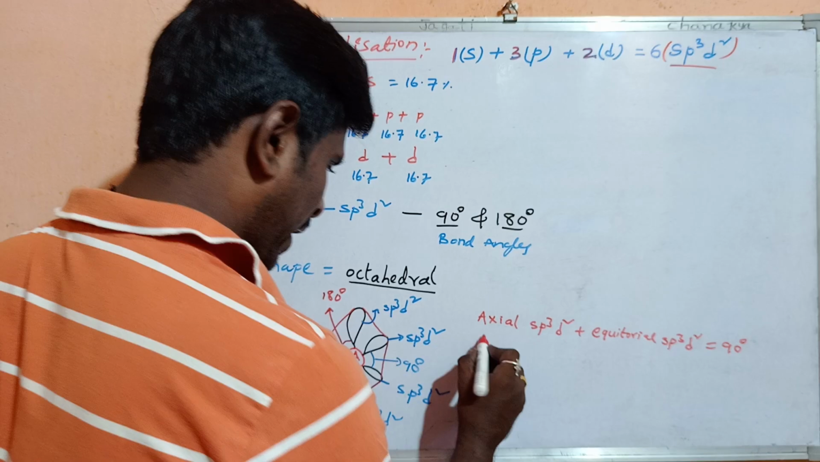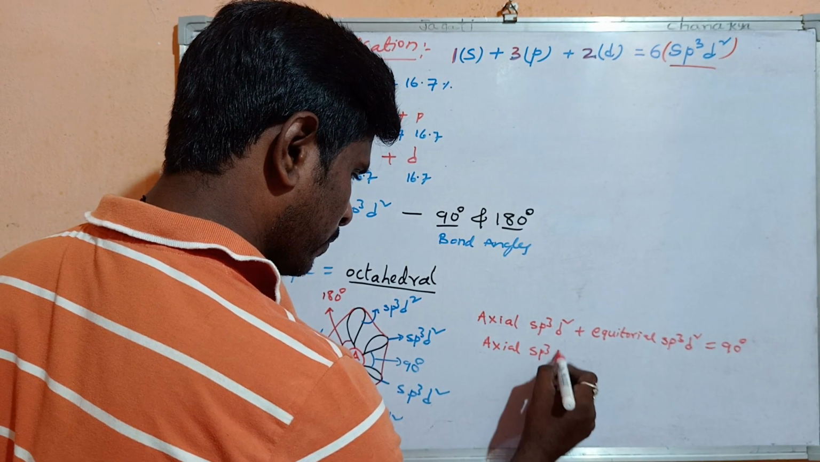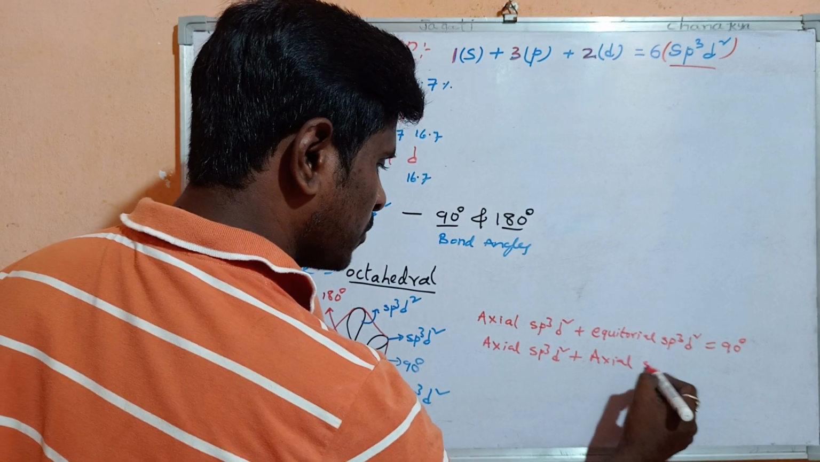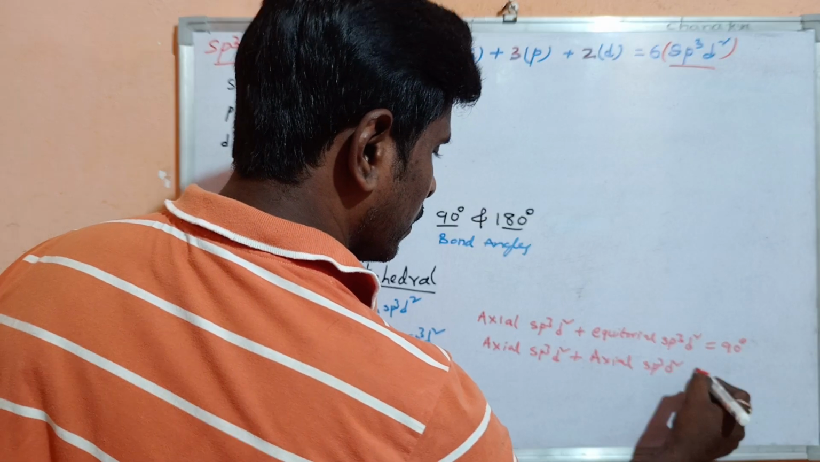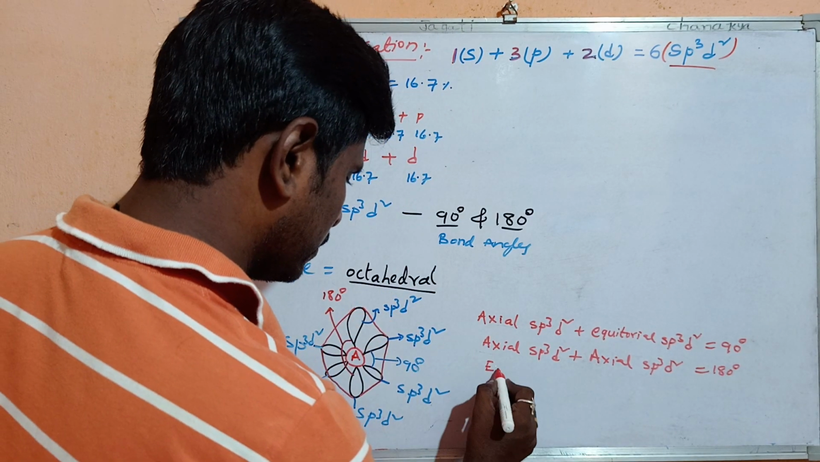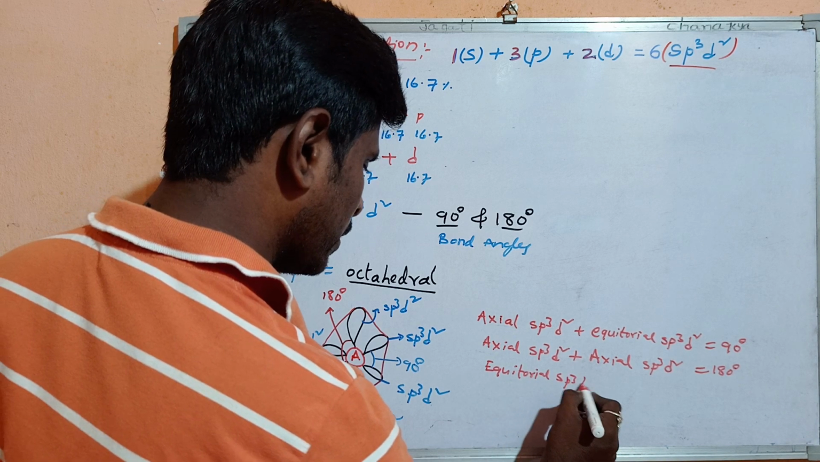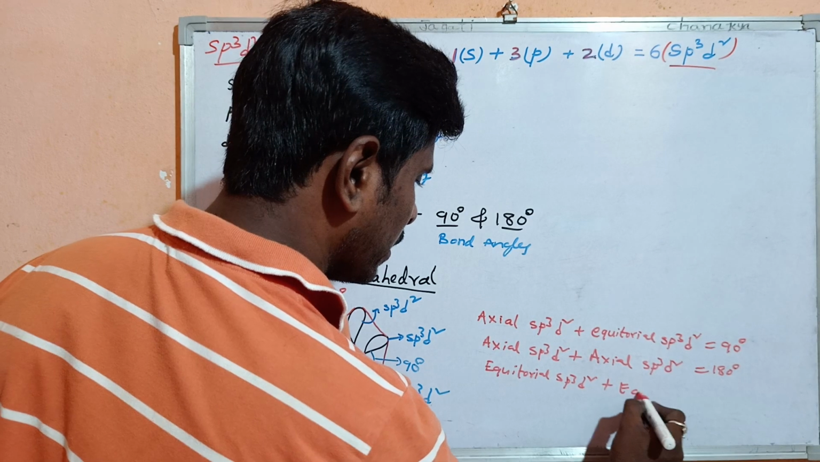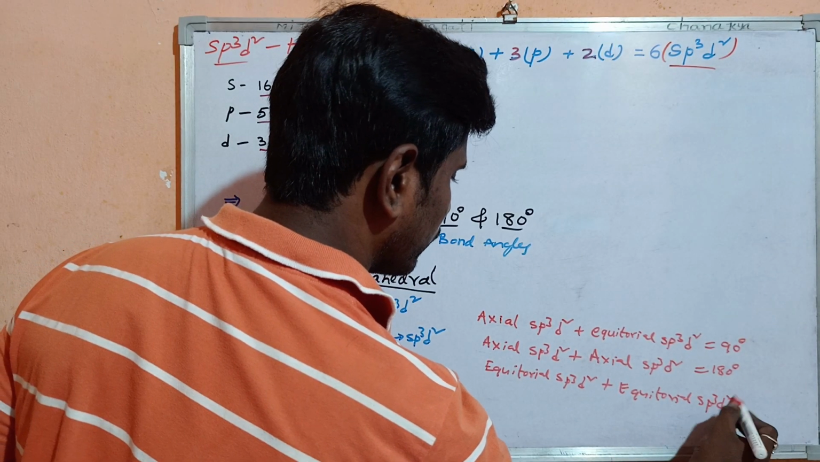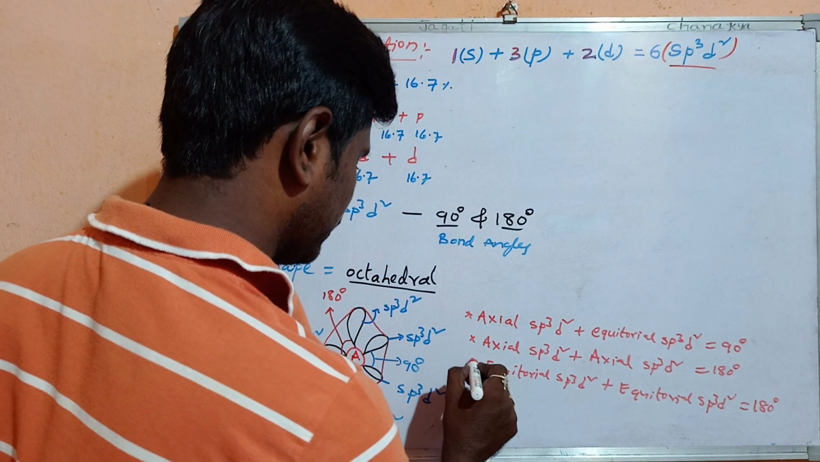Okay, now axial sp3d2 plus axial sp3d2. The bond angle is 180 degrees. Now, and equatorial sp3d2 plus equatorial sp3d orbital, 180 degrees.